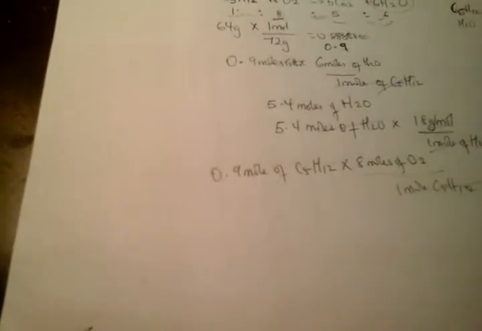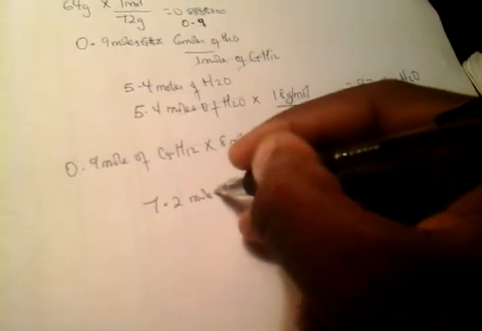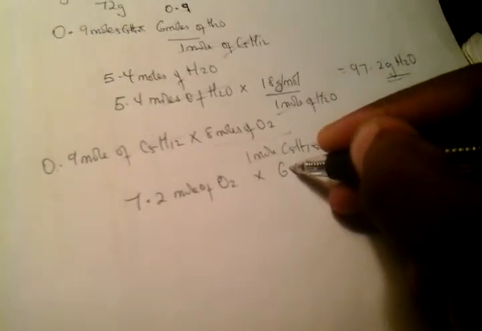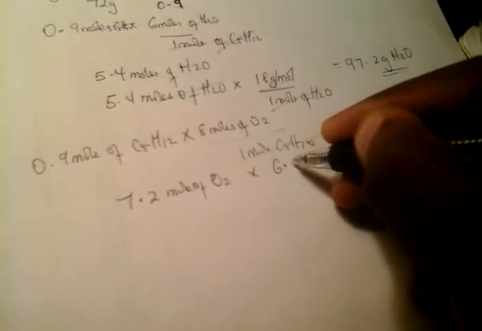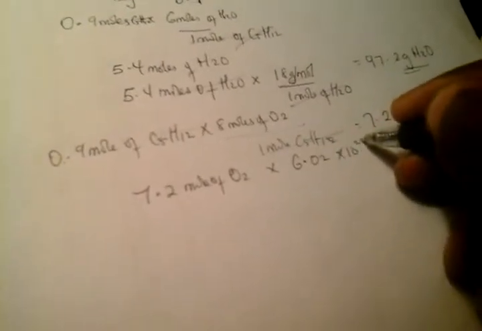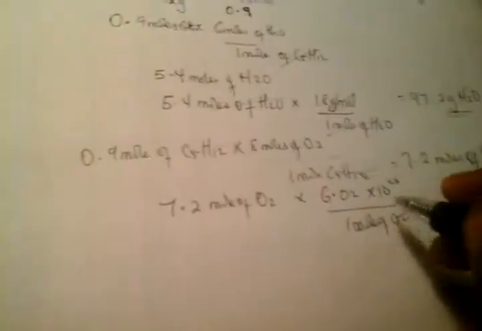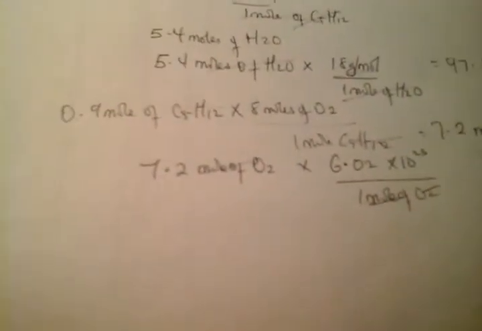And the question was, how many molecules? All you have to do is use the conversion. 7.2, what do you know? 6.02 atoms, 1 mole. 7.2 moles of O2 multiplied by 6.02 times 10 to the power 23 divided by 1 mole of O2. They cancel out, and you do 7.2 multiplied by 6.02 times 10 to the power 23.